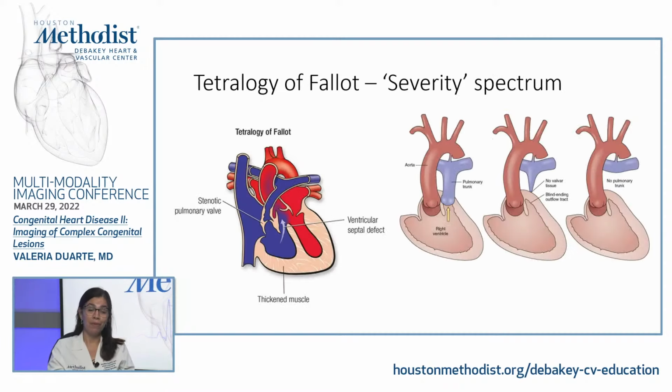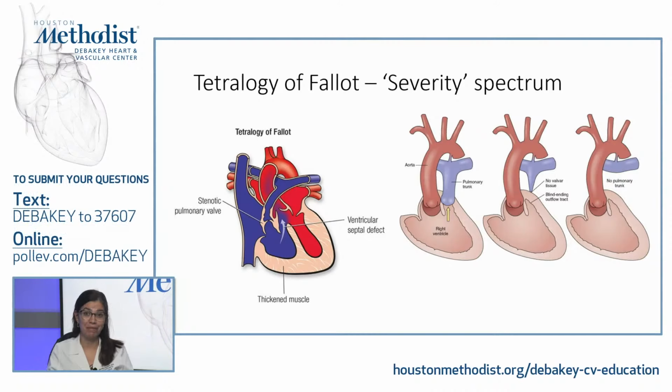So most congenital heart defects are a spectrum. Not all the patients with the same defect are the same. In fact, the majority of the patients with the same defect are quite different. Tetralogy of Fallot is a good example of that. We can have patients with severe pulmonary stenosis, severe RVOT obstruction at one end of the spectrum, but who have an intact pulmonary trunk and intact pulmonary artery branches.